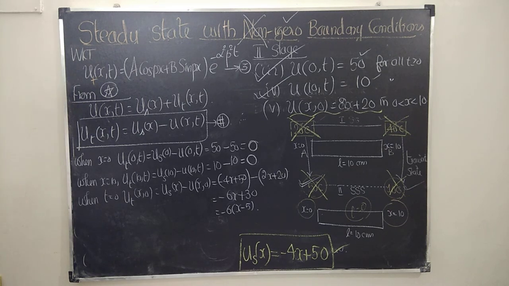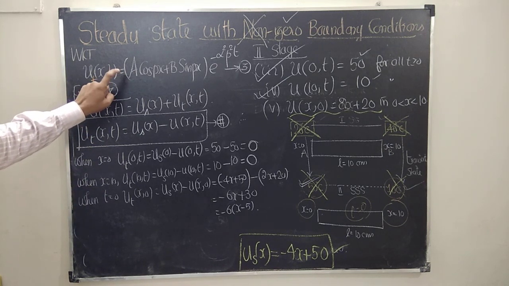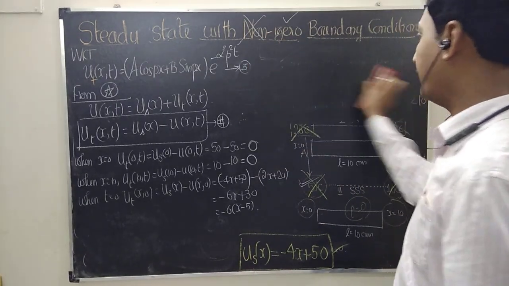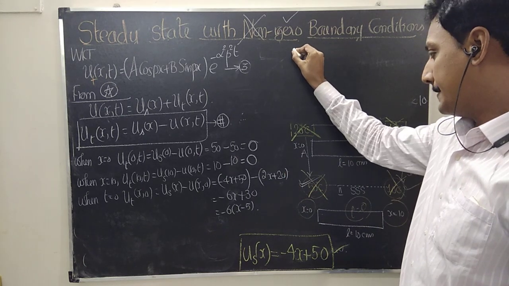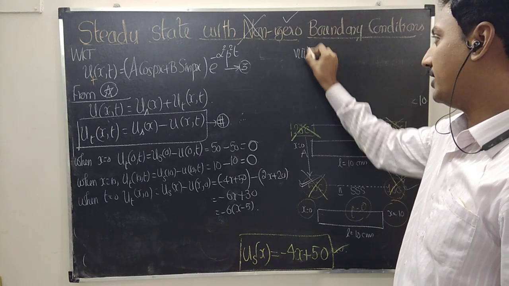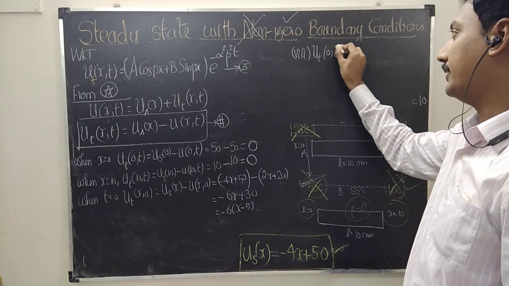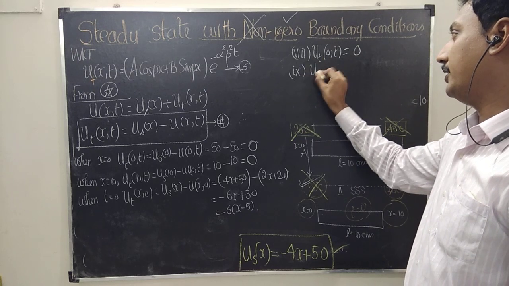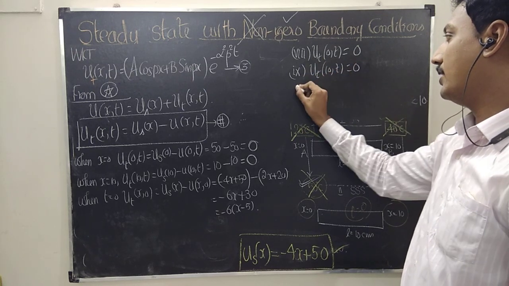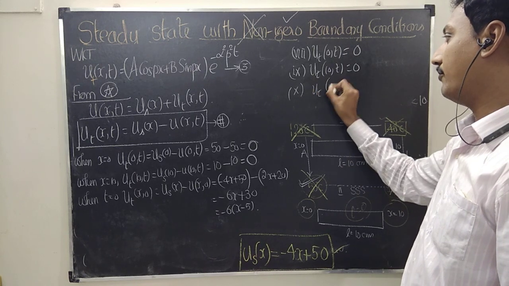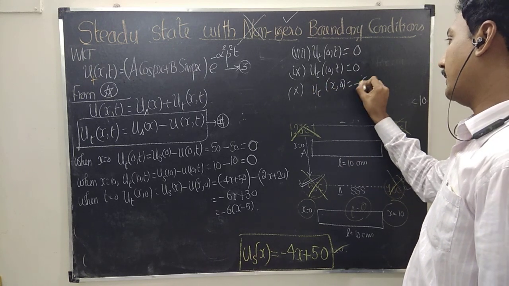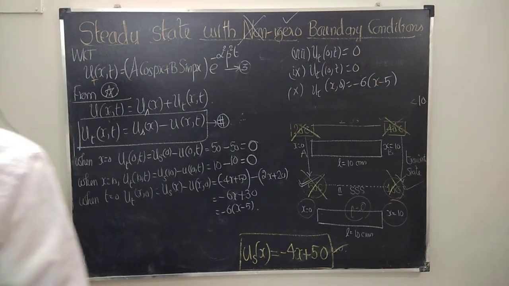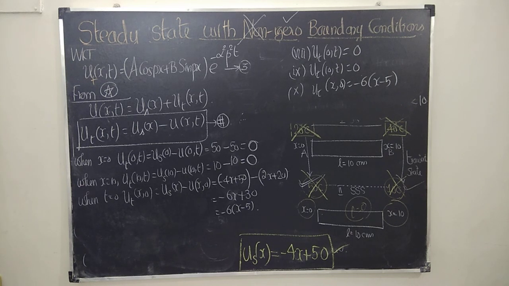Let us apply this one by one in equation number 3. The new set of boundary conditions are: the first one is the 8th condition, u_t of 0 comma t is equal to 0, the 9th condition is u_t of 10 comma t is equal to 0, and the 10th condition is u_t of x comma 0 is equal to minus 6 into (x minus 5). Is it right, sir? May I write, sir? Is it right?